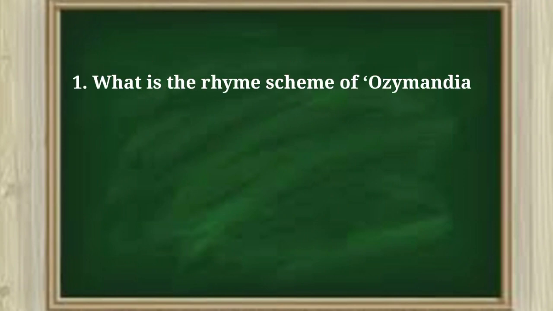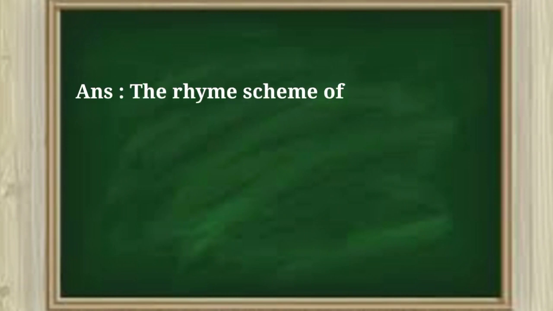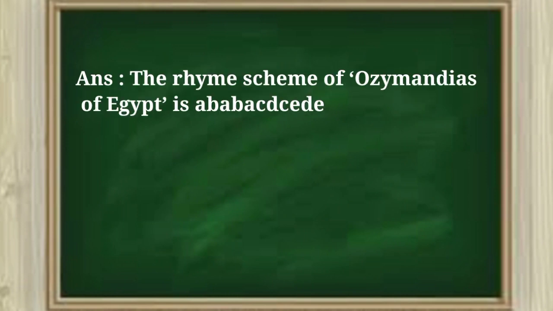Next, B. Answer in a few words. Number 1. What is the rhyme scheme of Ozymandias of Egypt? Answer. The rhyme scheme of Ozymandias of Egypt is AB, AB, AC, DC, ED, EF, DF.